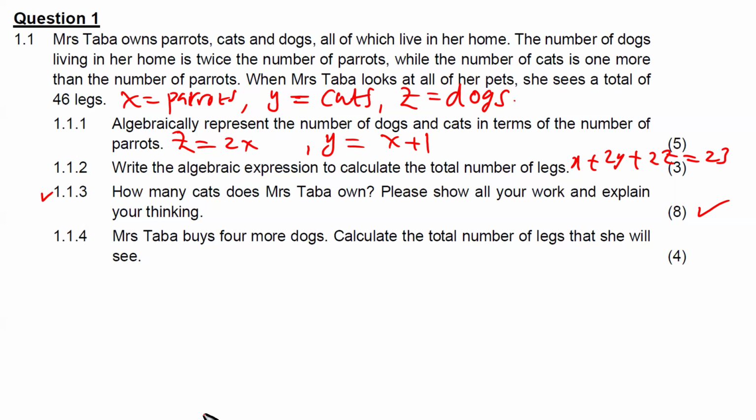So what do we do right now? We do substitution to solve this simultaneously. These are like simultaneous equations. We need to put one equation into the other and solve. Because of these equations, we want to find the number of cats. How many cats? And the cats are y. So we need y.